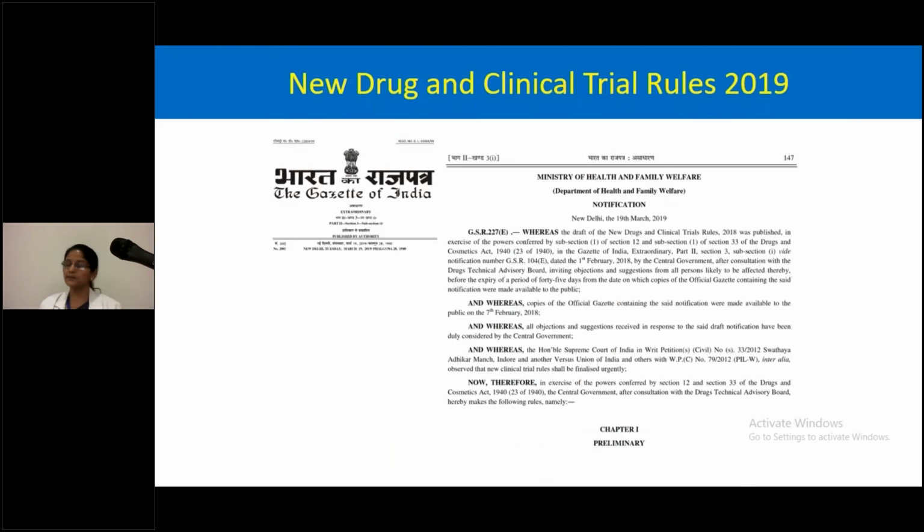This is something like the New Drugs and Clinical Trials Rules. It is nice to be aware of it. What are the litigations? How do you deal with patients if you go on with drug and device trials? Maybe not now, maybe later in your life. So these are also important.